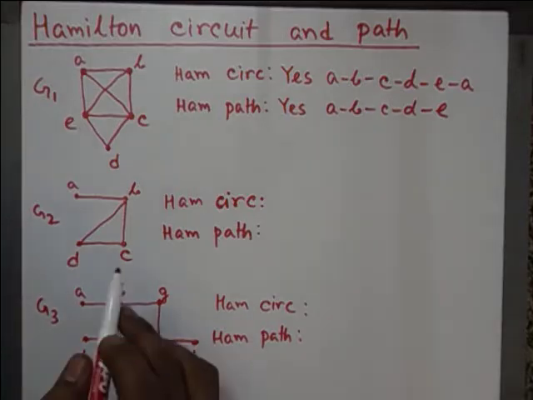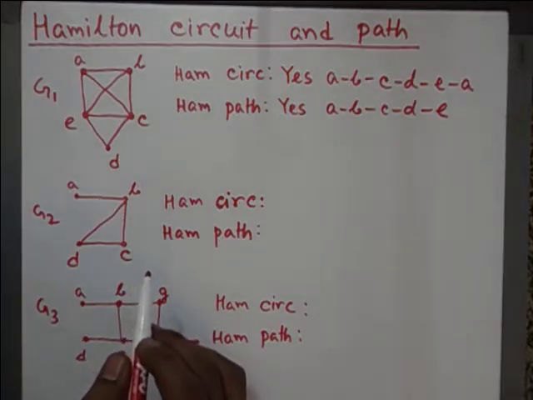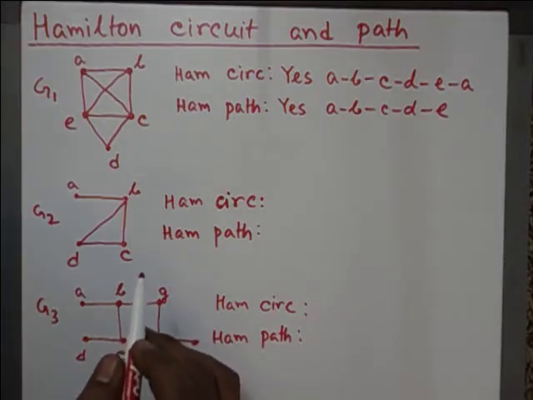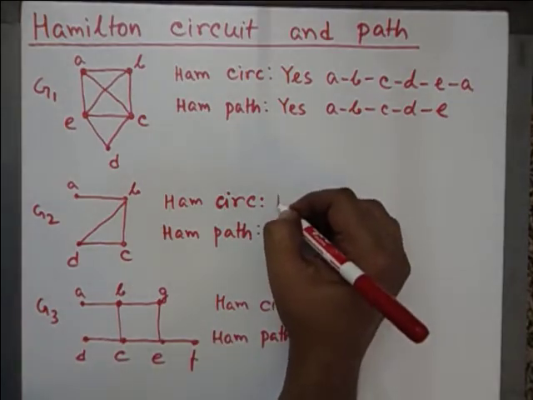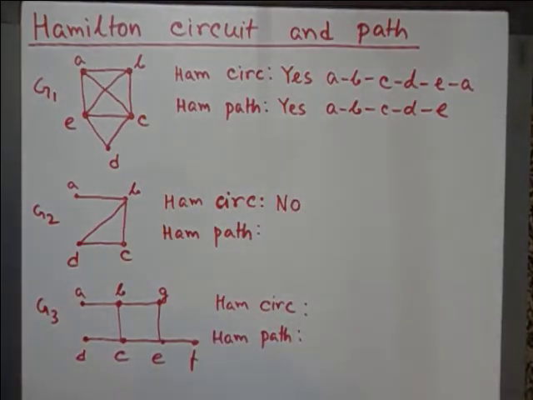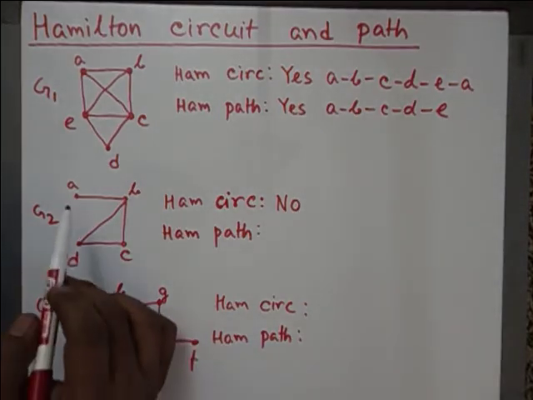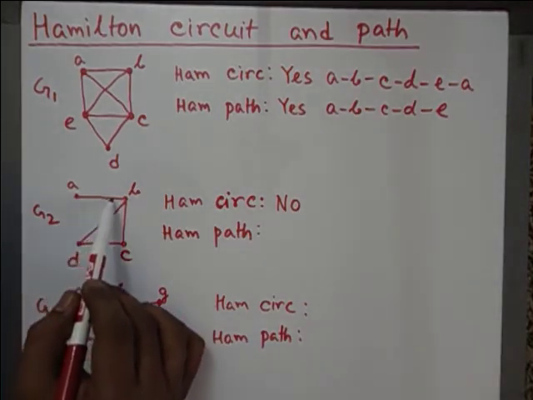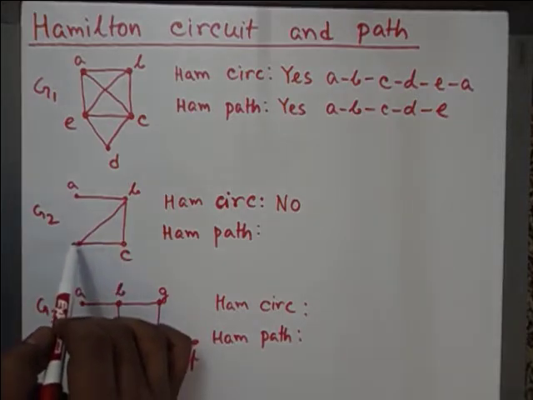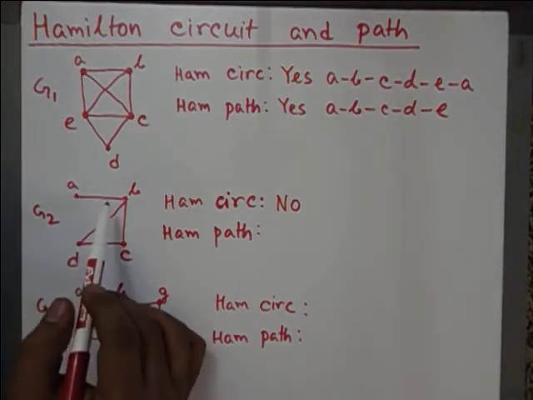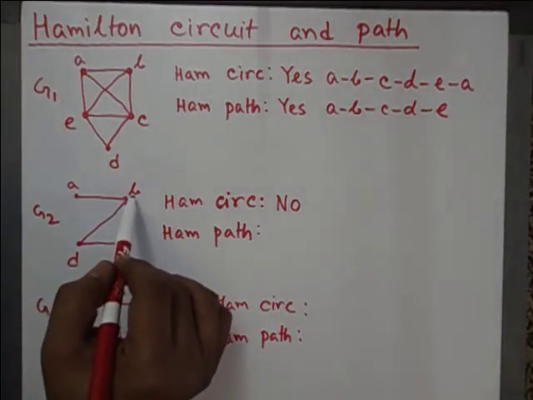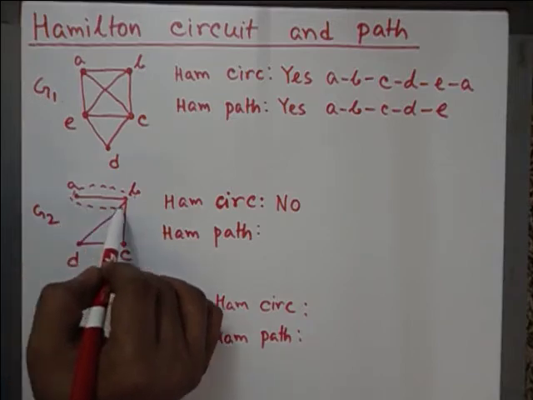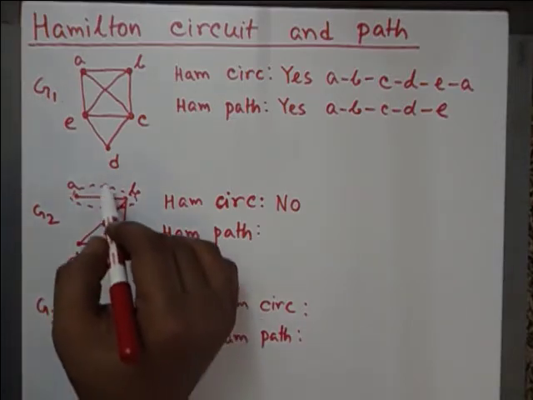So G1 has both a Hamilton circuit and a Hamilton path. Good. Let's try with G2. Does G2 have a Hamilton circuit? The answer is no. Why not? If you start from here, you go A, B, C, D, and you cannot go back to A. So no matter what you do, this edge will be your problem. This is the reason.